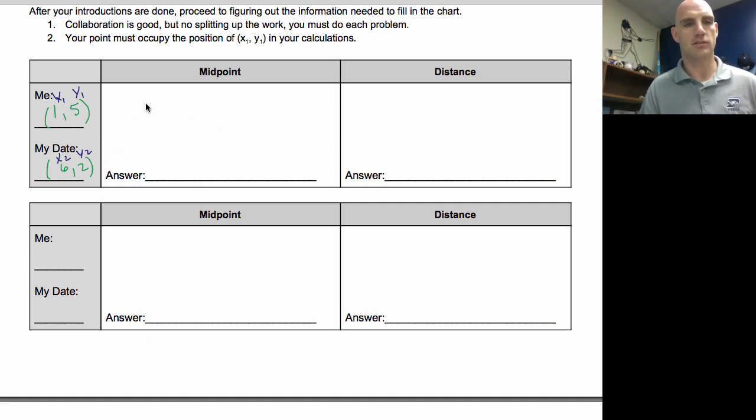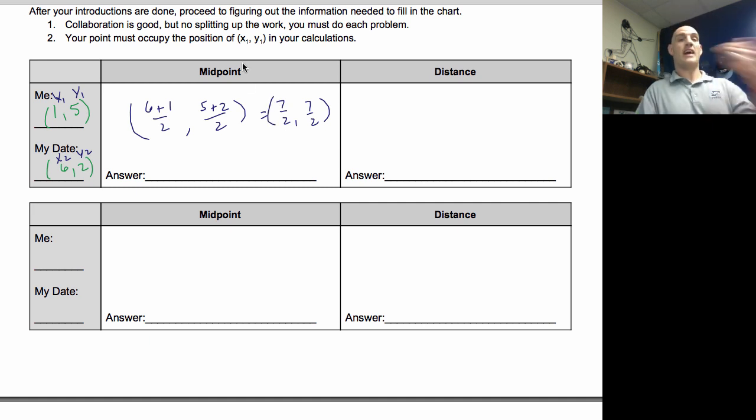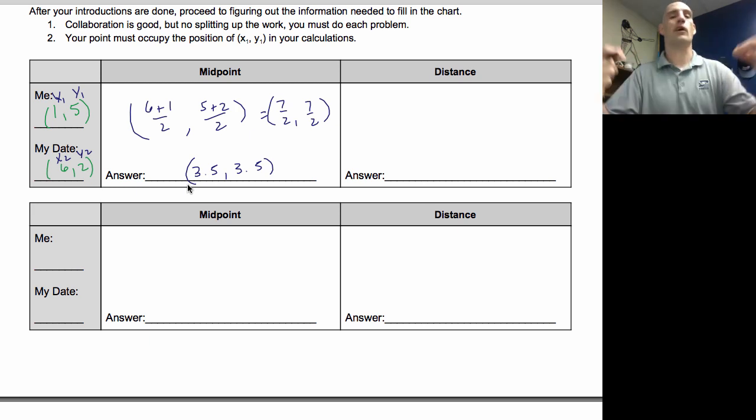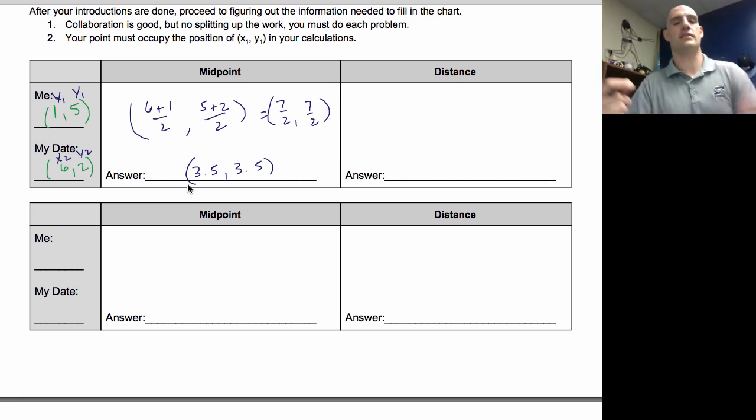So I'm going to add up my x coordinates. So 6 plus 1 over 2 and 5 plus 2 over 2 is going to give me 7 over 2, comma 7 over 2. You can leave it as a fraction. Sometimes my math lab will ask you to do that, or you can write it as 3.5, comma 3.5. It's important to remember a midpoint is always just that. It is a point. Don't give me a distance. It's not going to be a distance. It's going to be a point, x and a y.